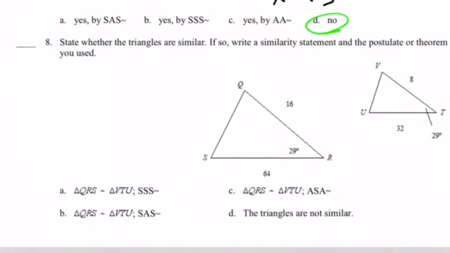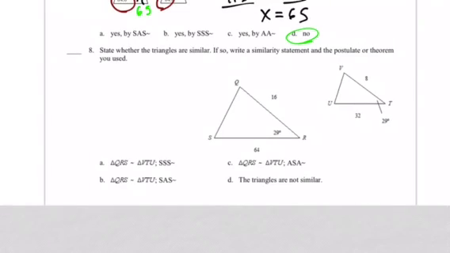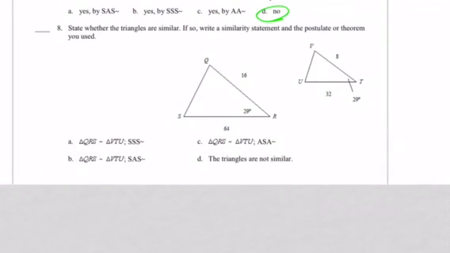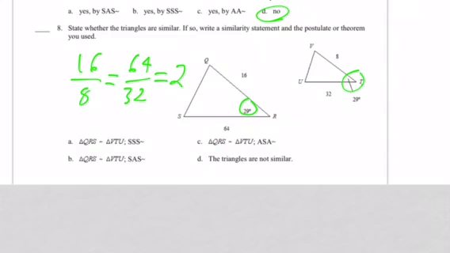Then moving on to number 8. Again, state whether the triangles are similar, so write a similarity statement and the postulate or theorem that you used. And so what we're looking at here is these do have the same angle measure. Those are 29 degrees. And so as long as these sides are in proportion, then yes, these triangles would be similar. So the 16 to 8 is going to be the same as 64 to 32. Those both equal 2. And there's a number of different ways you can set up those proportions. What we're looking at is, yes, those are the same proportion.